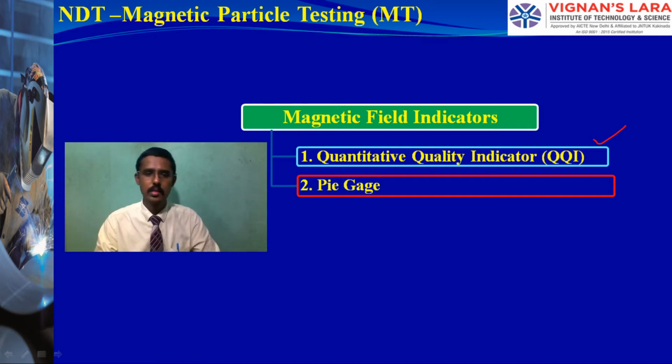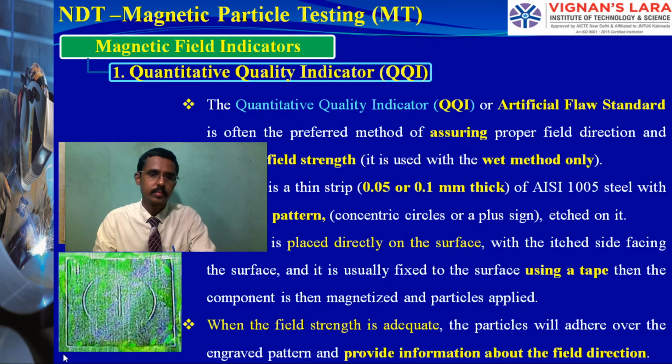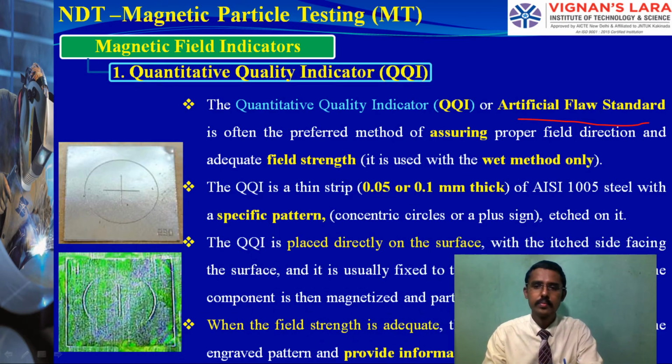Therefore, we have two components there. One is a quantitative quality indicator, and one is a pie gauge. Two equipments are there. One by one, we will go ahead and see. Quantitative quality indicator. The quantitative quality indicator or artificial flaw standard is often the preferred method of assuring a proper magnetic field direction and adequate field strength. It is used in the wet methods only. You see, this point is important, please remember. It is used in the wet methods only.